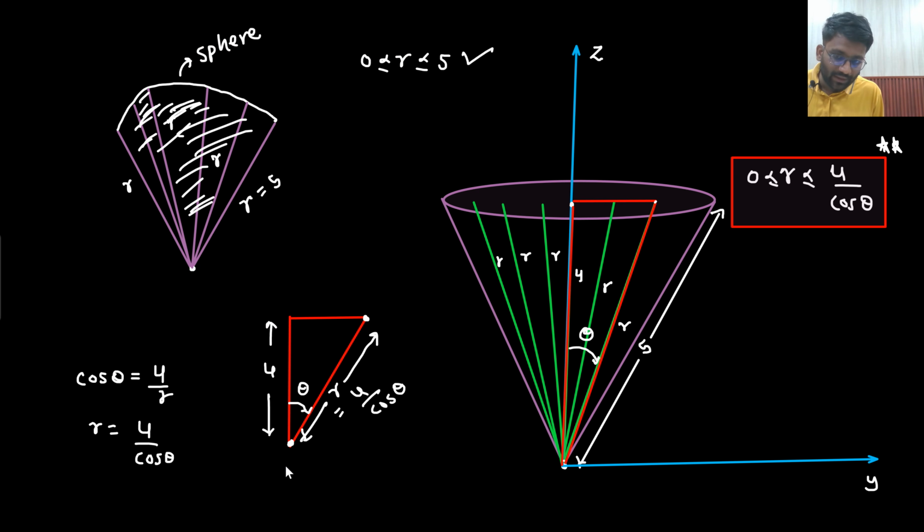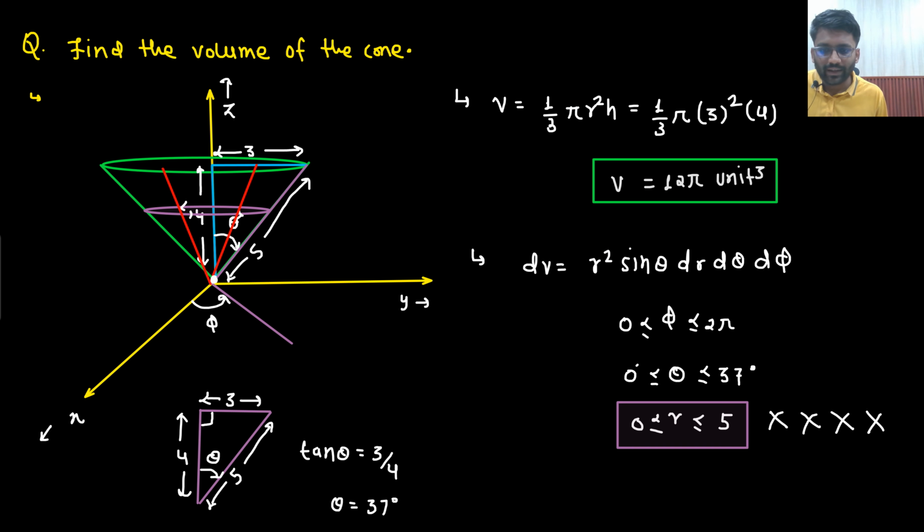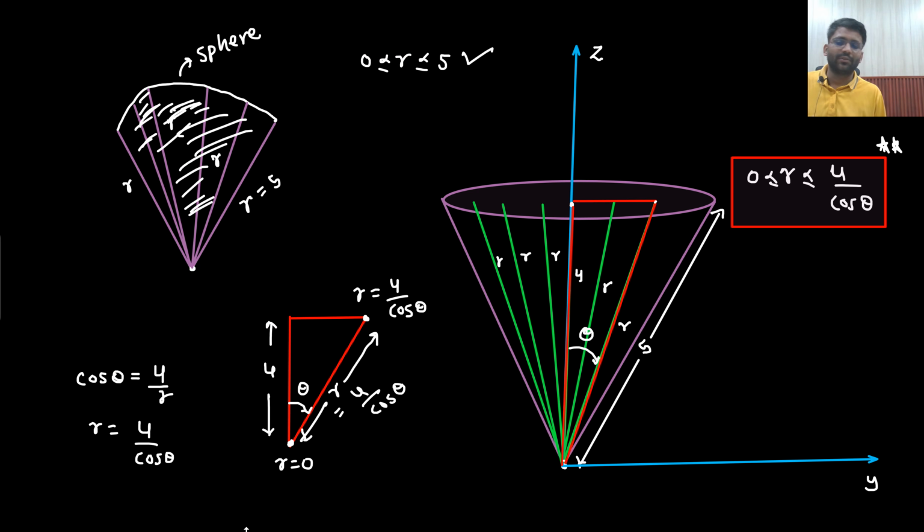Here what is the value of r? Here the value of r is 0. Here what is the value of r? Here the value of r is 4 by cos theta. So the value of r is going from 0 to 4 by cos theta. Take any random point. What will be the angle made with the z-axis? That will be theta. So what will be this distance? That will be 4 by cos theta. So the value of r will be going from 0 to 4 by cos theta.